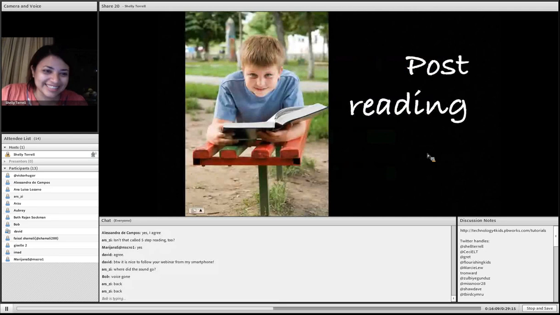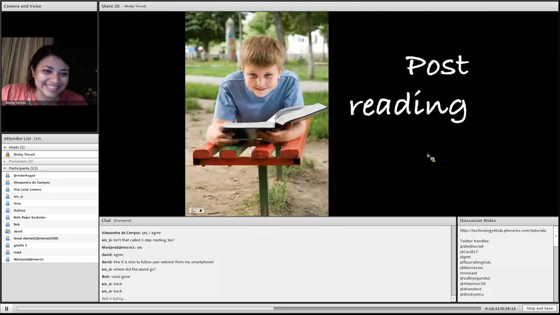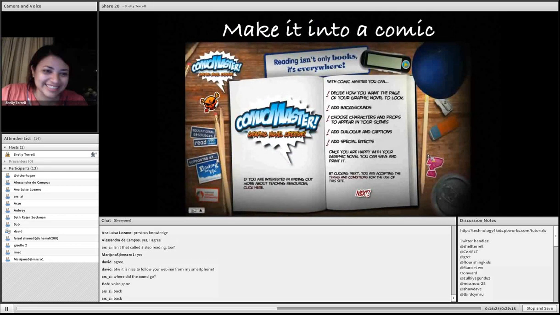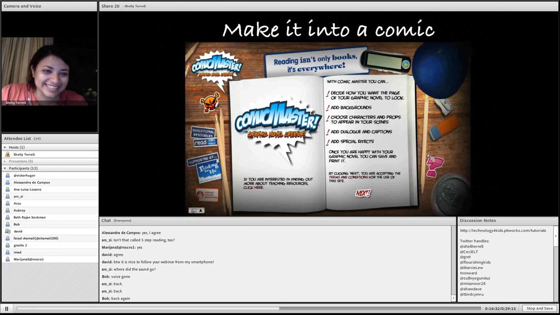So post-reading, what happens after they read a chapter? What happens after they read the novel? Well, they can do things to kind of make it fun for you. A lot of times we want them to write essays and answer questions, but I think it's much better if they actually do an activity, because what happens is along the way they start getting tired and then they are not motivated to continue reading.